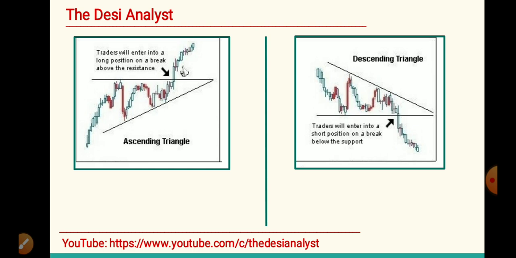On the right side, the chart is showing a descending triangle. Traders will enter into a short position on a break below the support, and it is clearly going downward. So these are the two examples of an ascending triangle and a descending triangle, and mostly on smaller time frames also you can find these chart patterns.